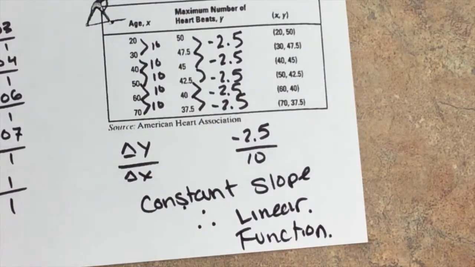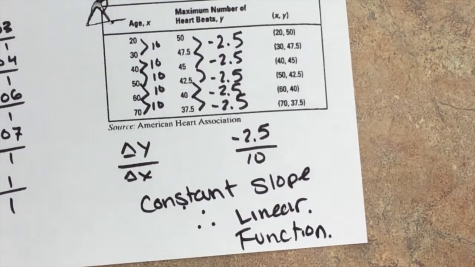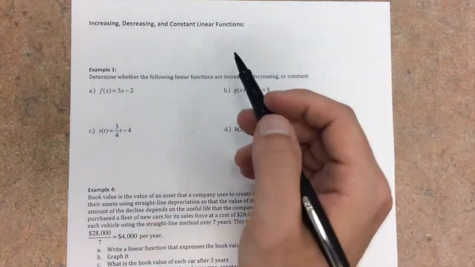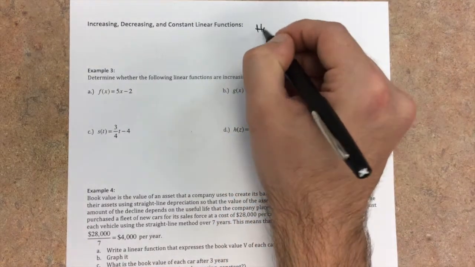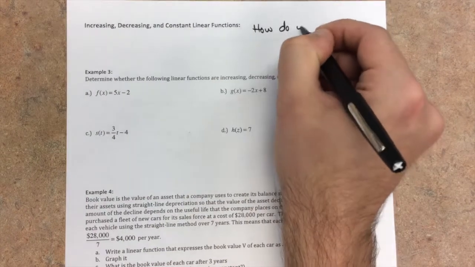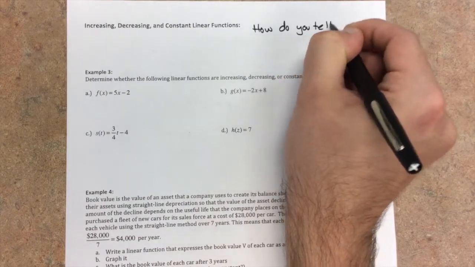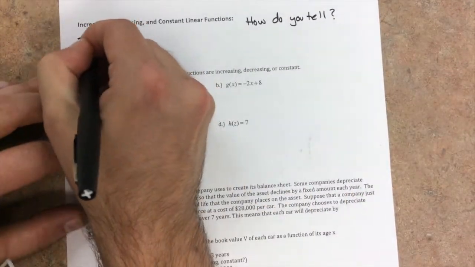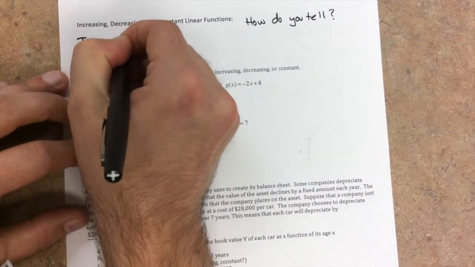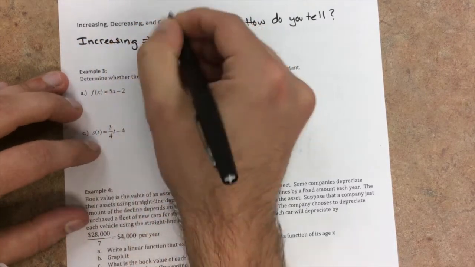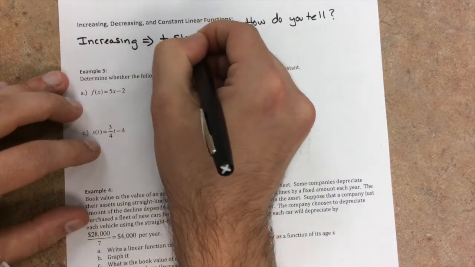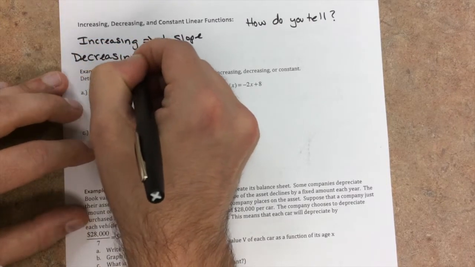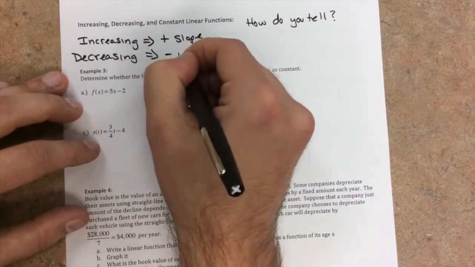All right, we flip it over, we'll finish up level 1, level 3.1. So next on the list is increasing, decreasing, or constant linear functions, and how do you tell? Well, what this means is if a function is increasing, then we have a positive slope. If our function is said to be decreasing, then we have negative slope.